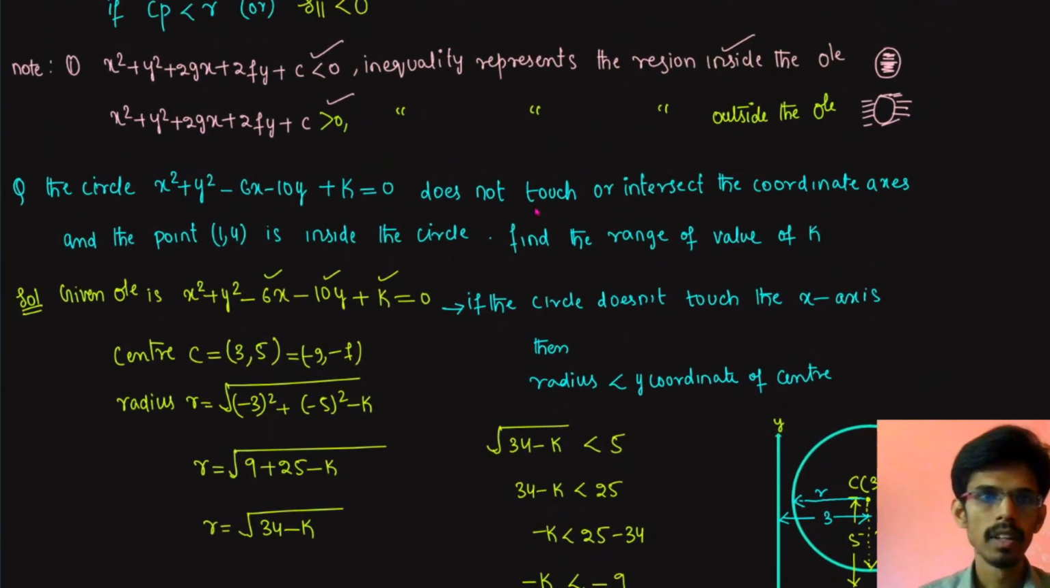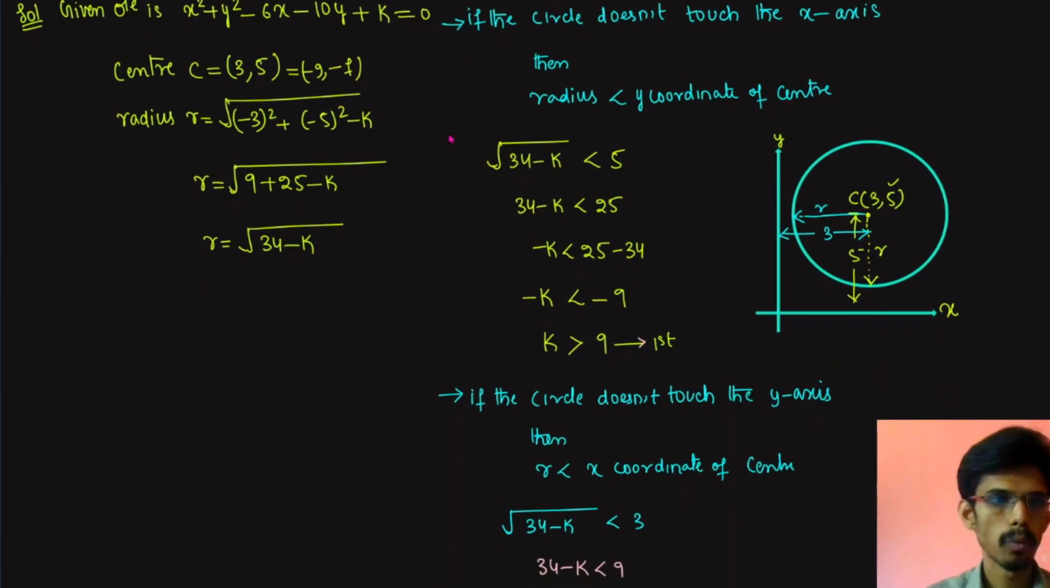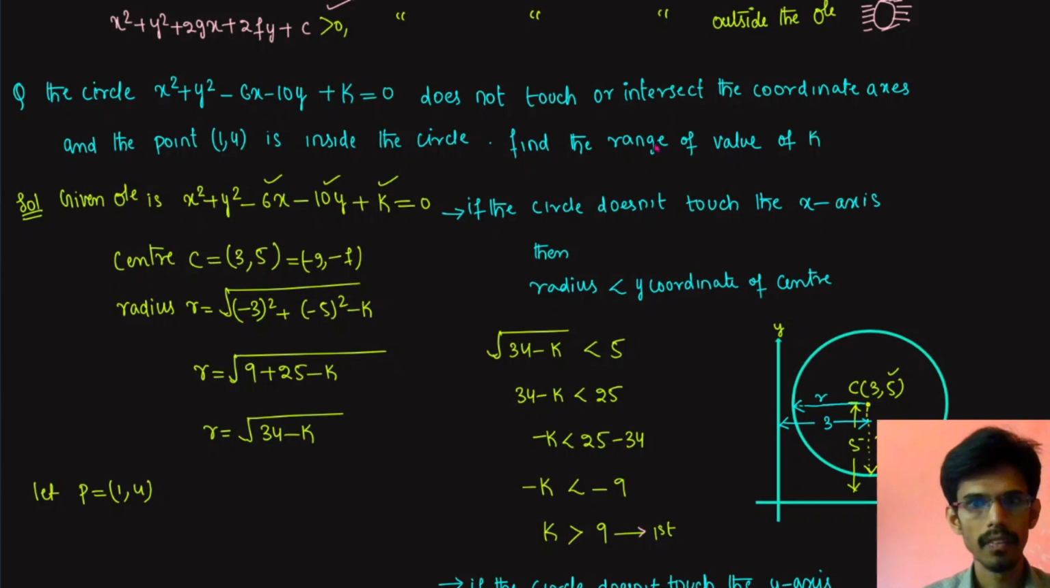Okay, now in this question the condition is that the circle does not touch or intersect the coordinate axes, and the point (1, 4) is inside the circle. One more point is given. Let that point be P. Let P equal (1, 4), and that is inside this circle. Let me mark it here. The point P is inside the circle.